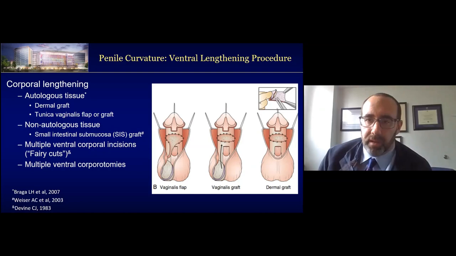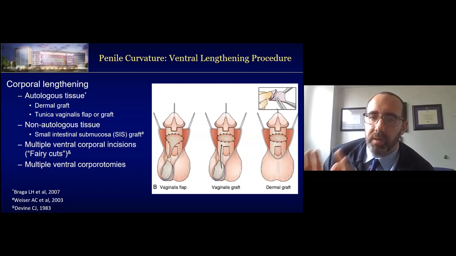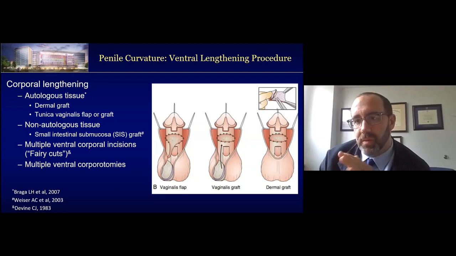Then there's also multiple ventral corporotomies. Same idea as what we're talking about up top, but instead of making one single large incision, you make anywhere from 2 to 3 incisions, and you don't cover them formally with the tunica vaginalis flap or graft. You cover them with dartos or the mobilized urethra, which allows it to close and heal properly. Ultimately, they're all addressing the ventral aspect of the penis and making it longer.